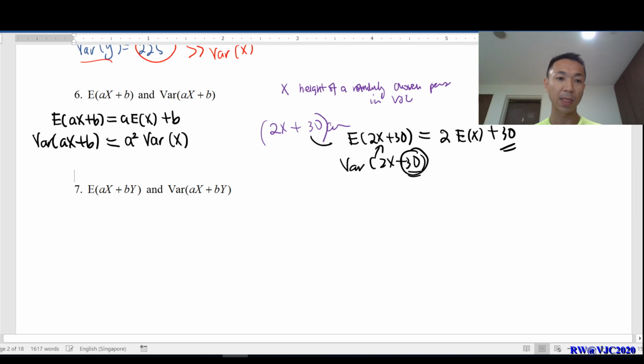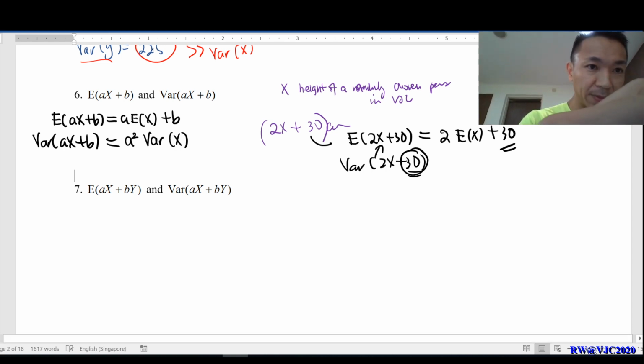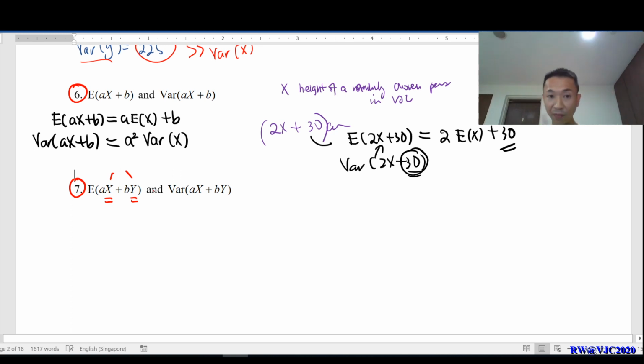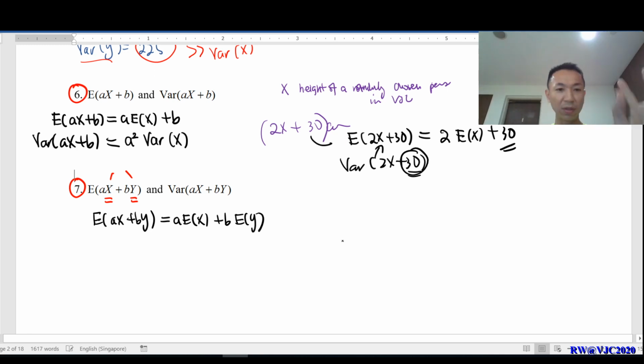Last bit. What if you have two random variables x and y? The difference between 6 and 7 is that now you have two random variables. x and y are two different random variables. What is the expected value of ax plus by? I need all of us to remember the expected value of ax plus by is a times the expected value of x plus b times the expected value of y. You just use it without proof first. Okay, that is shown, you just use it first.